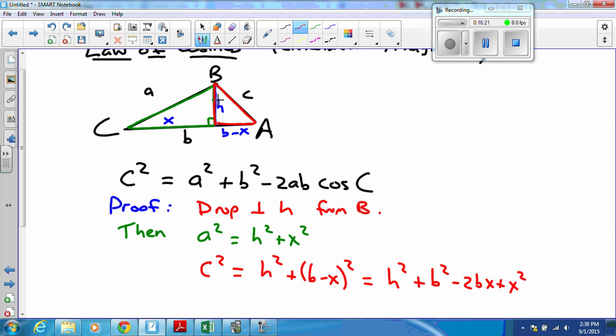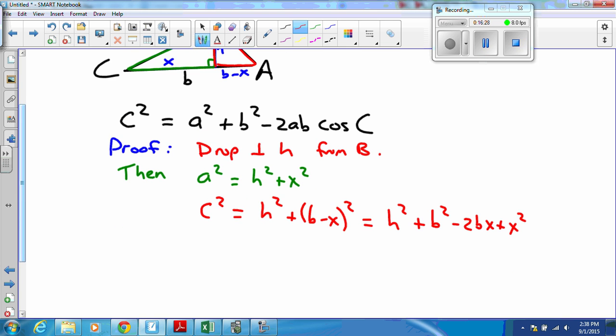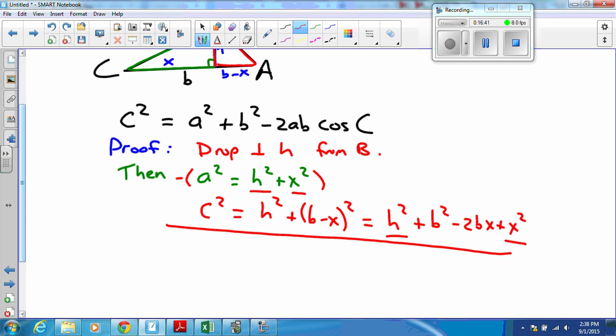Now what we're trying to do is to solve for c squared right here. And so we now look for opportunities to substitute or eliminate. And what we notice is that the h squared and x squared are both present right here. And so that suggests that maybe we want to subtract the top one from the bottom one so that we get c squared minus a squared is equal to, bam, bam, these go away, b squared minus 2bx. Okay? Again, solving for c squared.